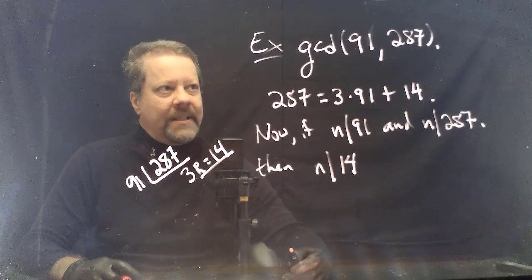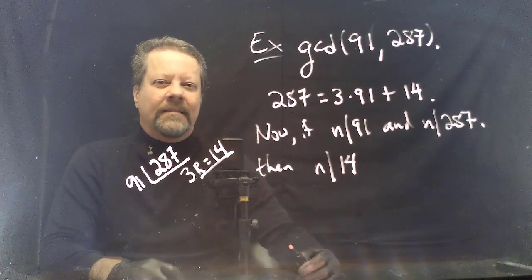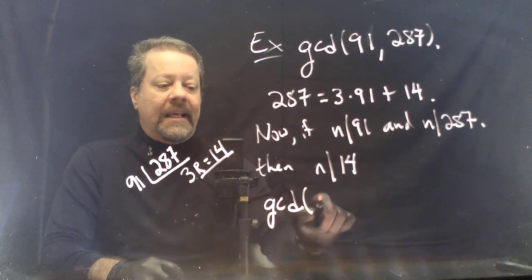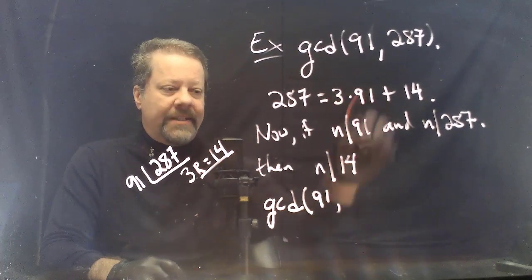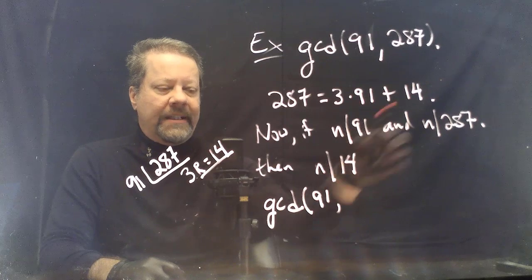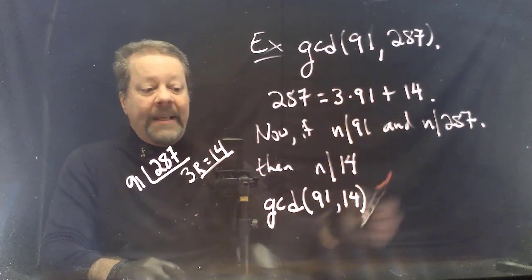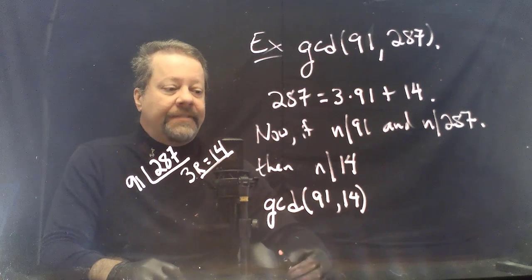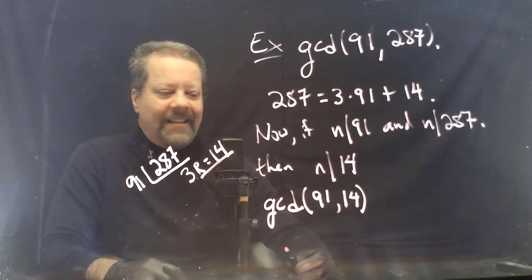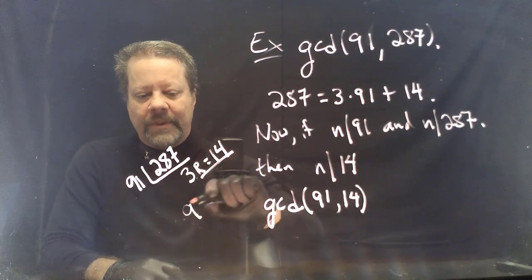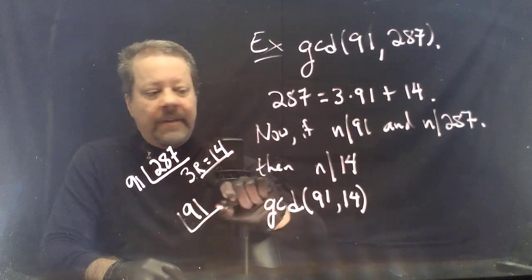Is 14 the greatest common divisor? I don't know, but what we can do is say the GCD will discard 287 and take the smaller of these two, 91 and 14. The GCD that we seek will be the GCD of 91 and 14. That's a much smaller problem. We'll do the same trick though. We'll take 91, the bigger of the two, and we'll divide it by the other.